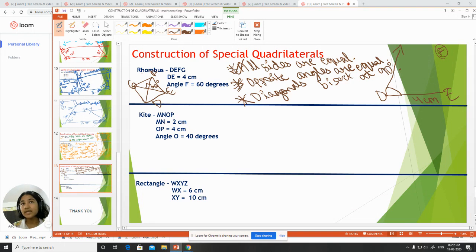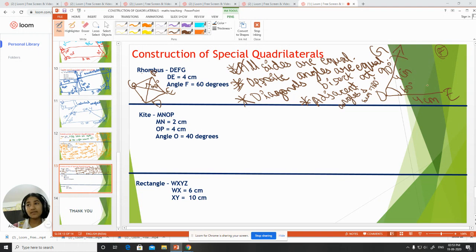It will go from D to G. D to G, what will it be? 4 centimeters. So we'll cut an arc. Here G, this will be 4 centimeters. And done. This is 60 degrees. If this is 60, this is 60. Your adjacent angles sum up to 180 degrees because it's a special parallelogram. One more point: the sum of adjacent angles is equal to 180 degrees.